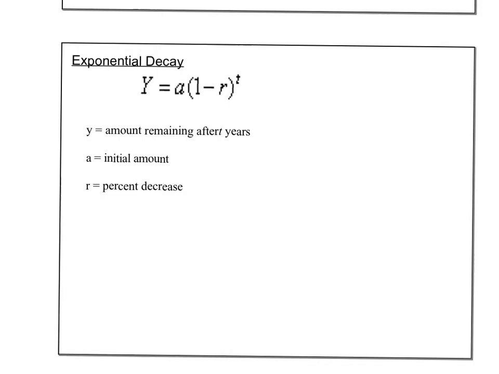You'll see this in science with half-lives of atoms. That's an exponential decay. So the formula looks very similar, except here we're subtracting the rate instead of adding the rate, because the value or the quantity is decreasing.